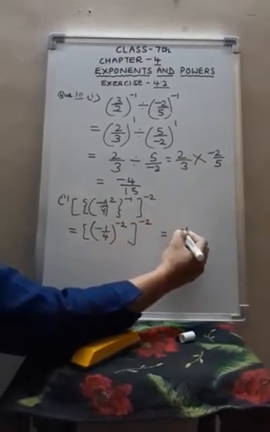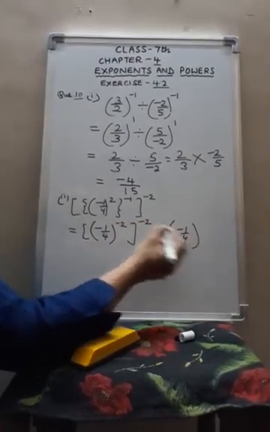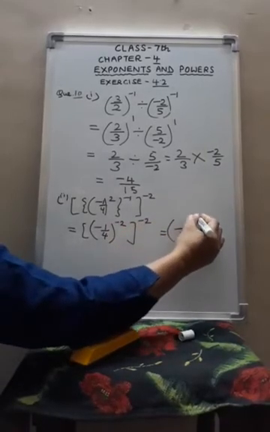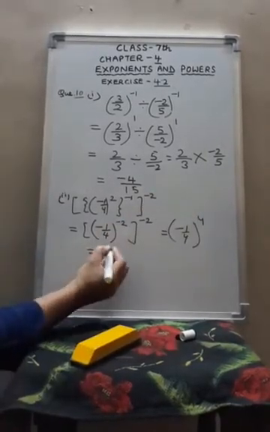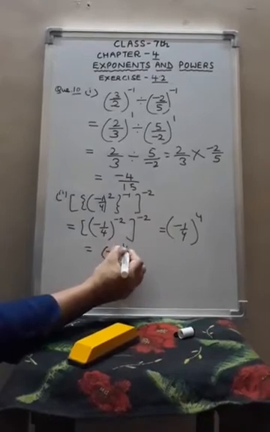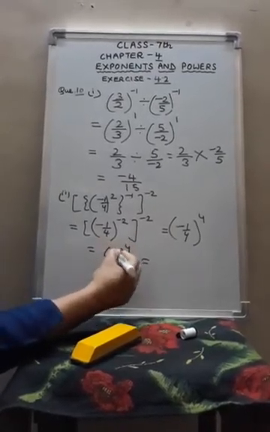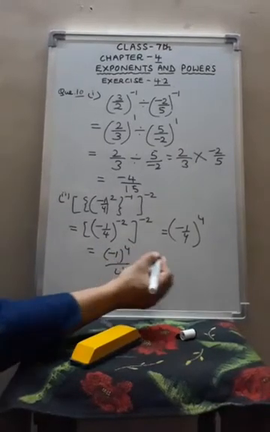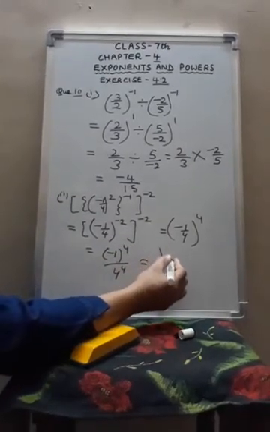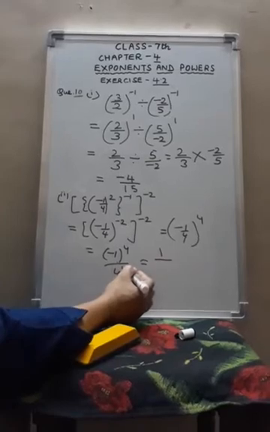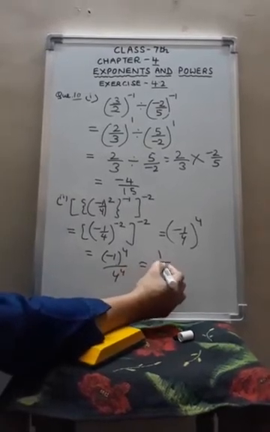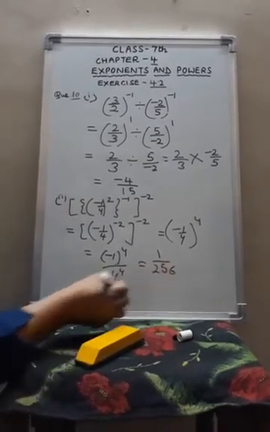So it becomes minus 1 upon 4 to the power, and what is minus 2 multiplied by minus 2? To the power 4. So this becomes minus 1 to the power 4 upon 4 to the power 4. And if you multiply minus 1 an even number of times, the answer is plus. So it becomes 1 upon, and 4 to the power 4 is 256. This is the answer.